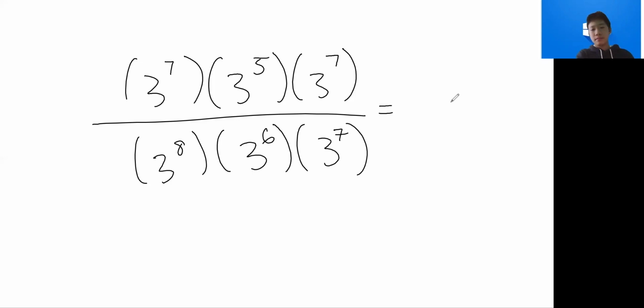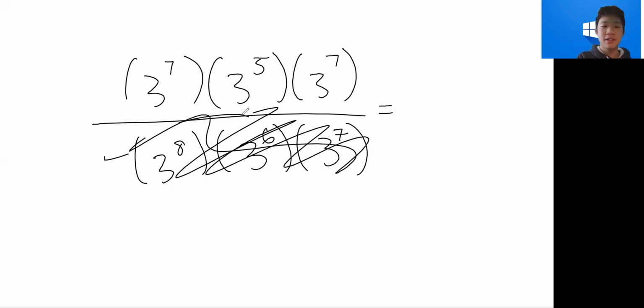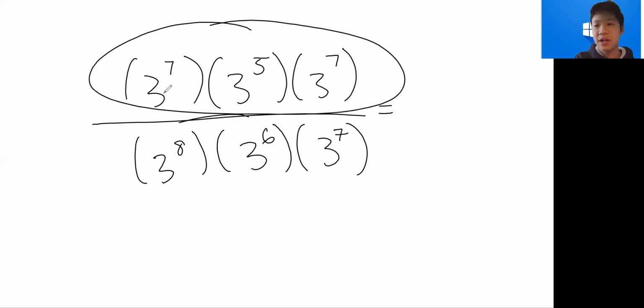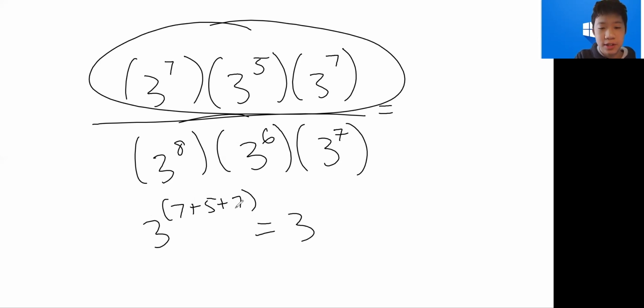What is this? Give you a few minutes to work it out. And the first thing we can do here is, well, let's just pretend that none of this is here. All right. So what we can do is we can just add all of the exponents on the top because we're just multiplying them, right? So on the top we have 3 to the 7 plus 5 plus 7. And what is that? Do some quick addition, 3 to the 19.